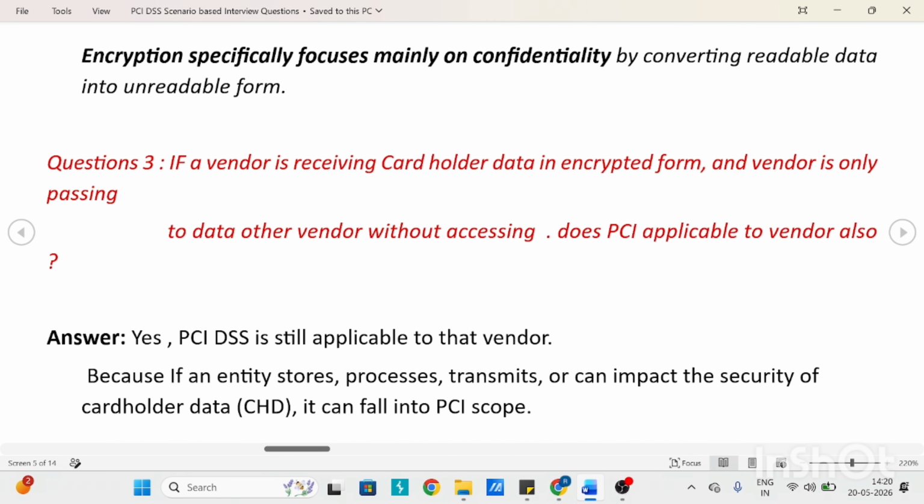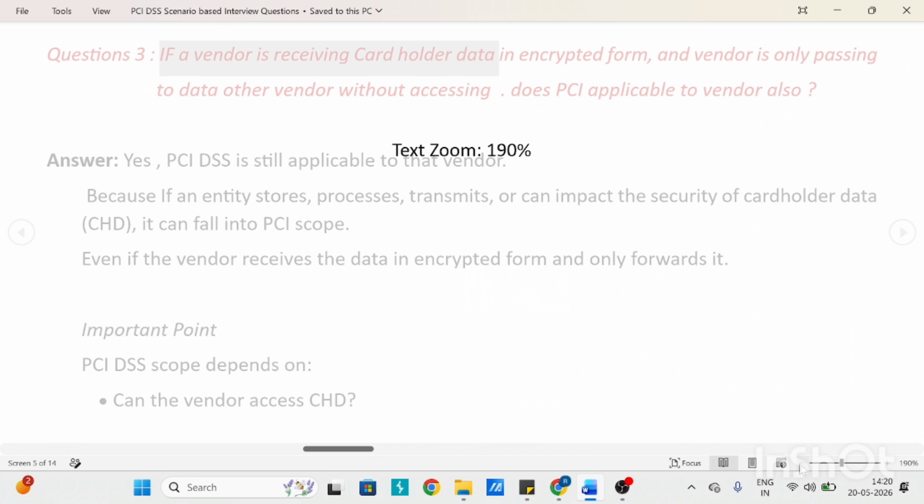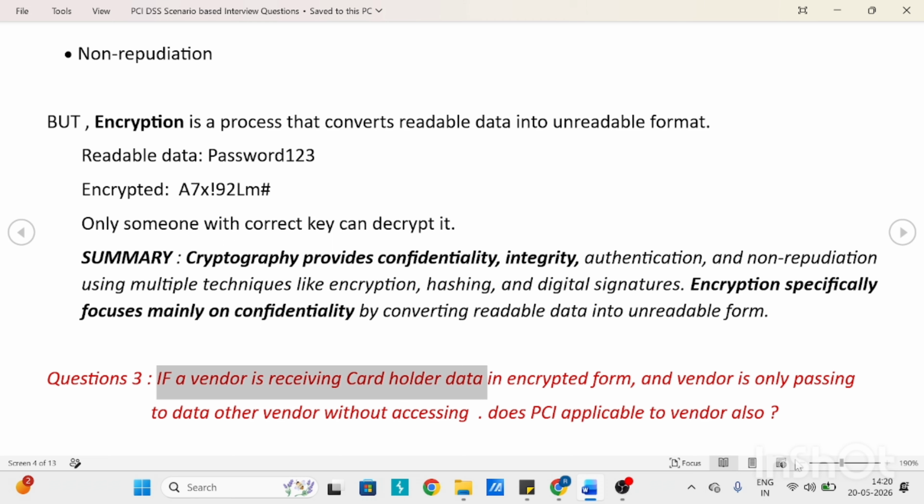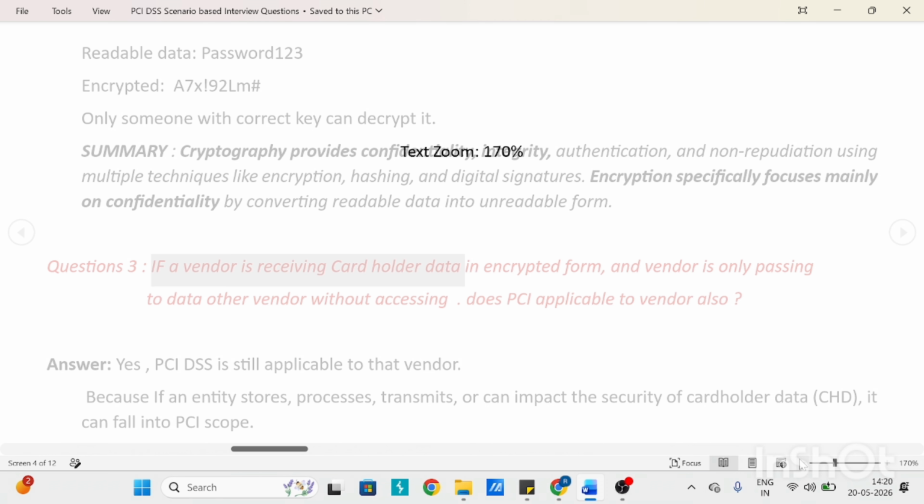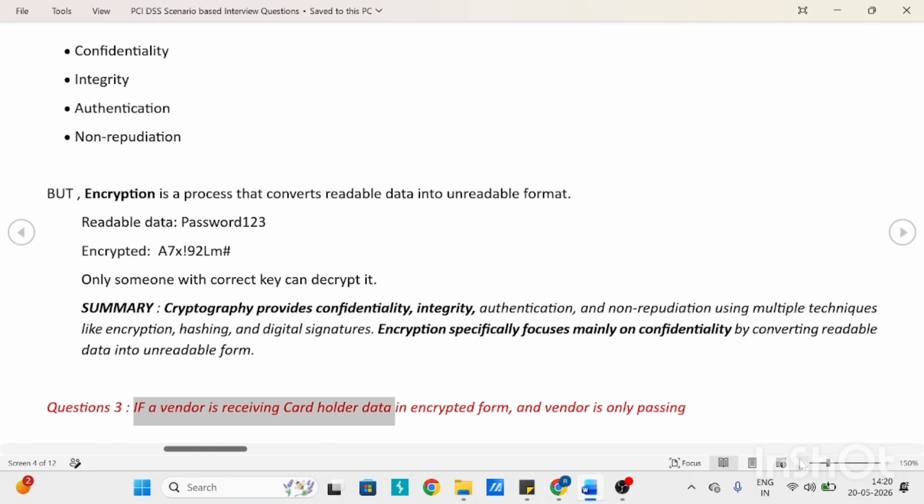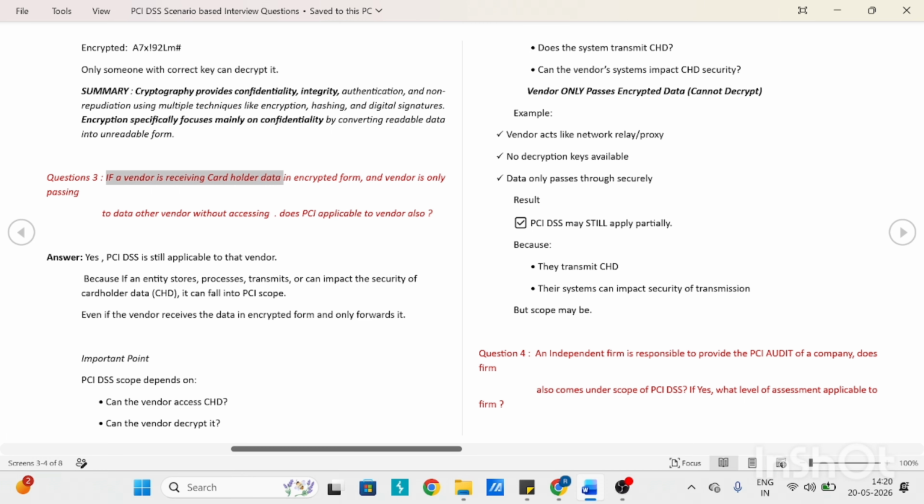Encryption especially focuses mainly on the confidentiality part. Okay. Here's question number three. Let me just zoom out this screen. Okay. If a vendor is receiving cardholder data in encrypted format and the vendor is only passing the data to another vendor without accessing it, is PCI applicable to the vendor?